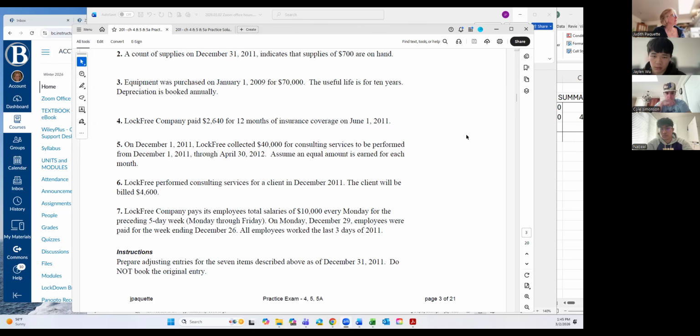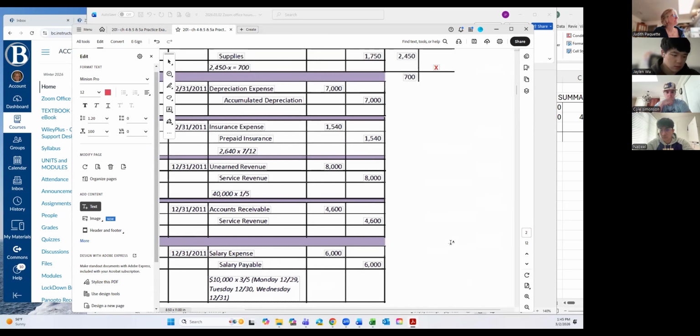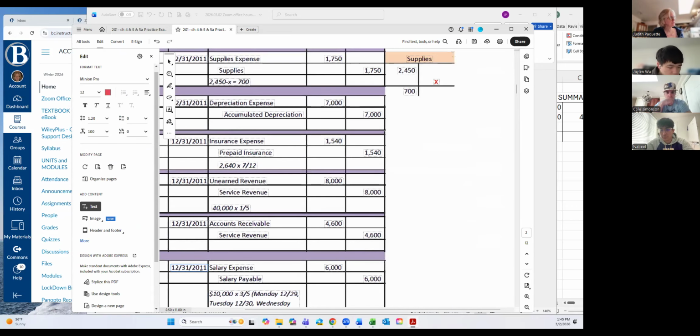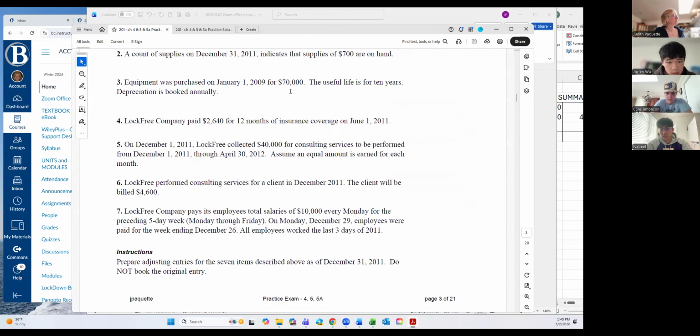So we go back here, take a look. And it should say salary and wage expense. So you get the 6,000. So they earn 10,000 a week. Divide by 5 is 2,000 a day times 3 days. And there's your 6,000. Okay. All right. What else can we go over?